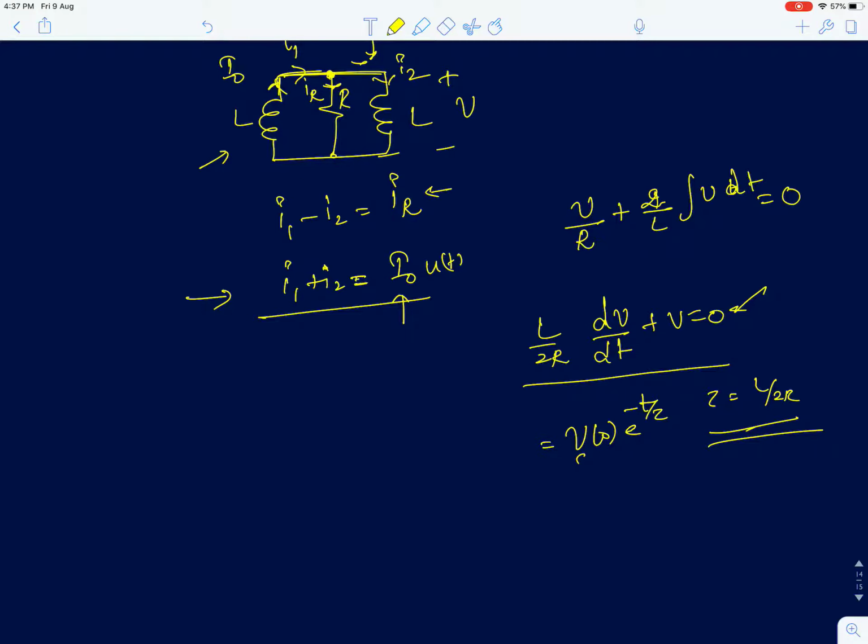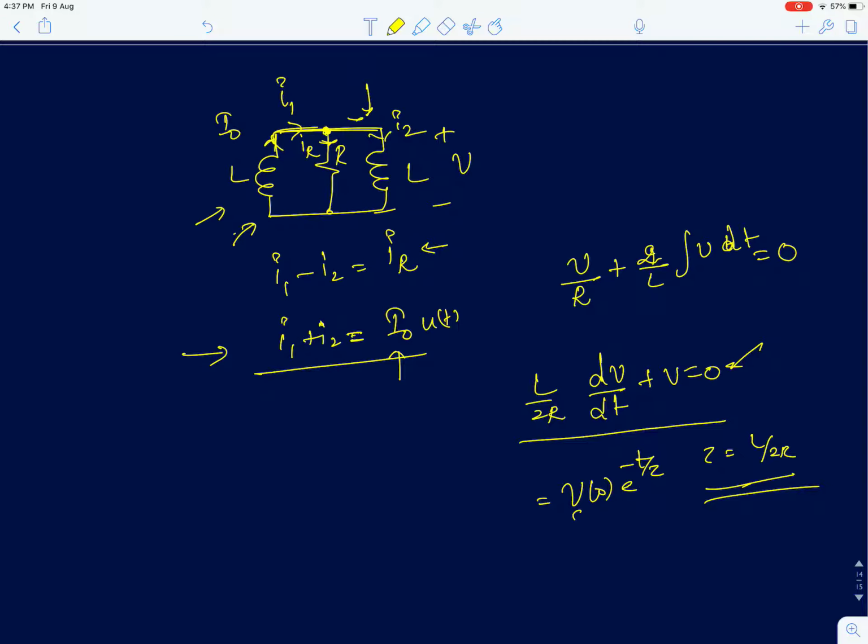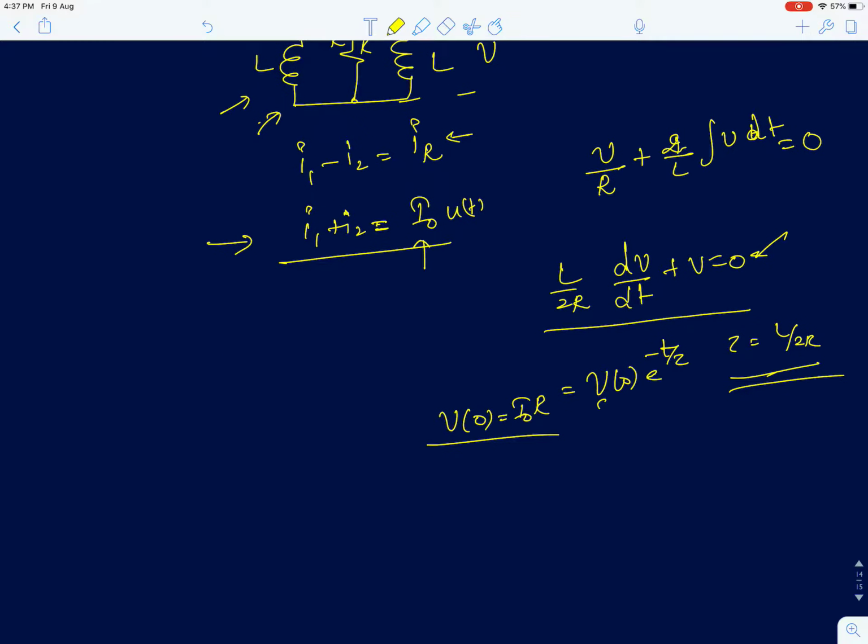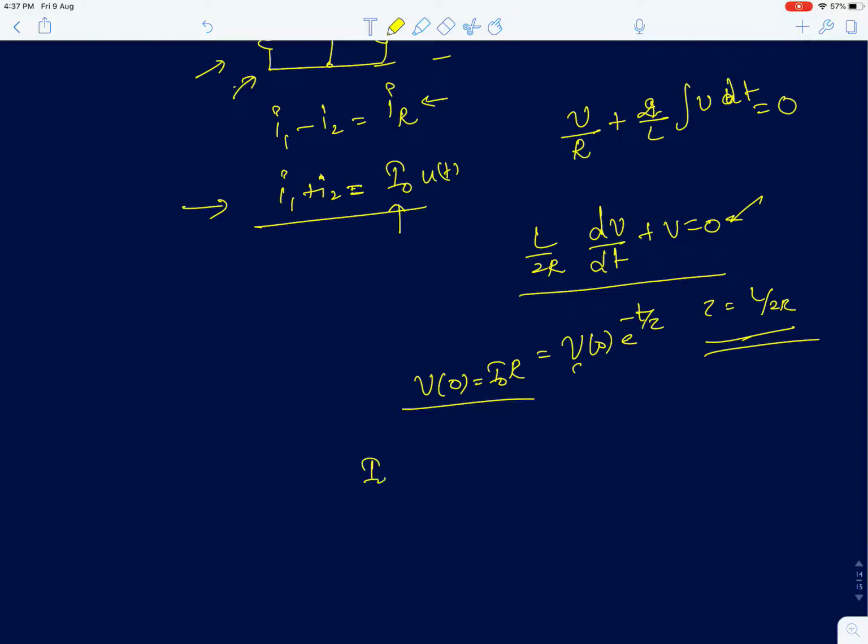Now you need to find what is V of 0. If you look at this circuit, we discussed that the instant the inductor appears in parallel with the resistor, the entire current I0 flows through R. So your V of 0 is going to be I0 into R. From that I can simply say I0 into R e power minus t by tau into U of t is going to be the voltage across the resistor.